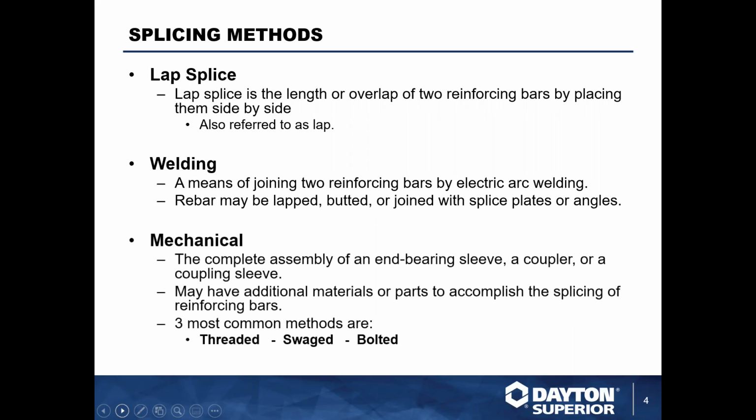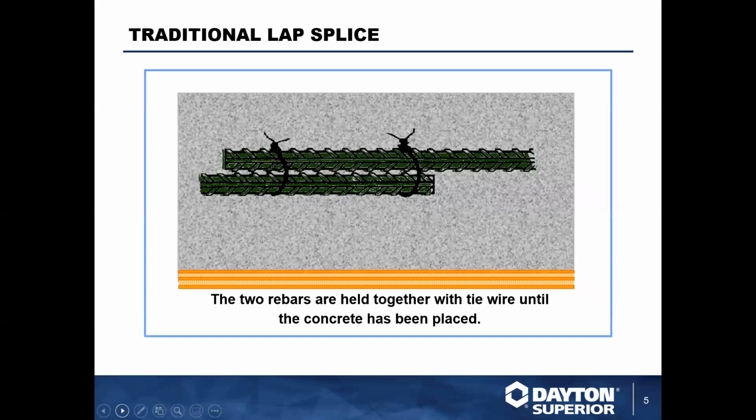And the last option is mechanical. Mechanical is probably becoming one of the more preferred methods of splicing versus the lap splice and any of the other options we have here. With mechanical splicing, we have three different options. We can go with a threaded system, a swedged system, or a bolted connection system. And we're going to talk a little bit about those as we move through here.